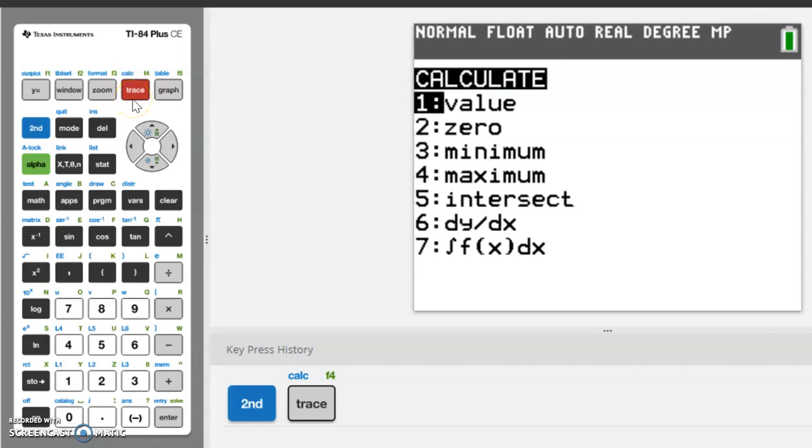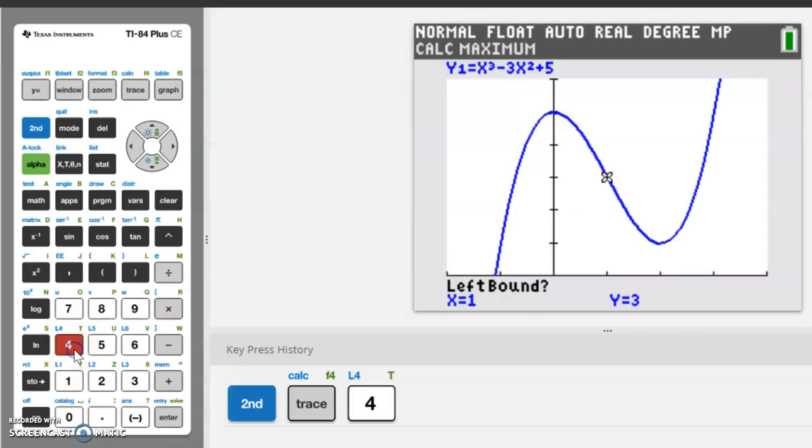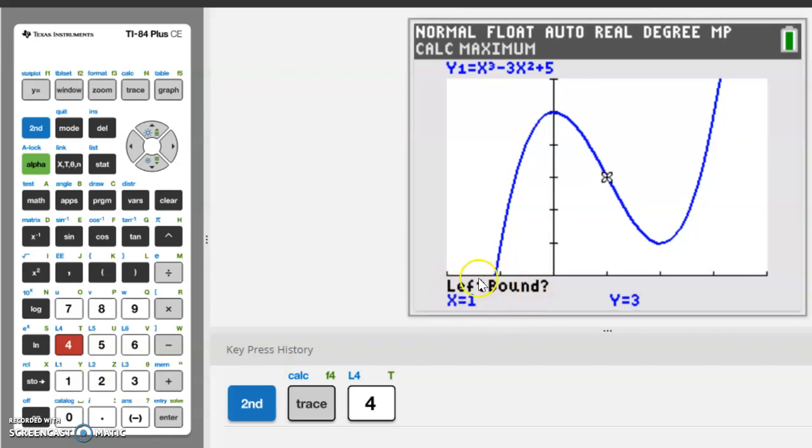And we're going to be using this screen to determine both the max and the min. So let's go ahead and do the maximum first. So I'm going to pick option number 4. And you're going to notice a cursor on your screen. And since we want to do the local max first, you're going to see kind of towards the bottom part of your screen here, it asks you for the left bound.